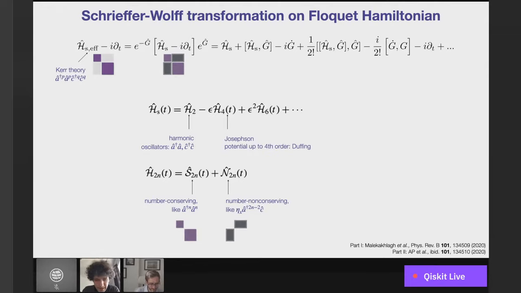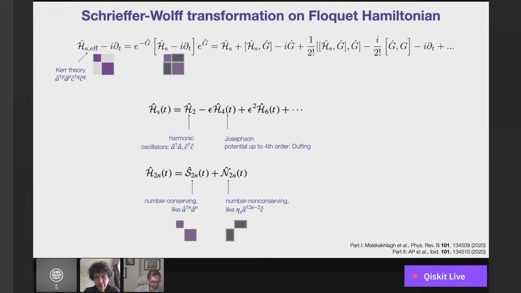At least my intuition is that the two are identical. If you start from the right interaction picture, then the Schrieffer-Wolf can be shown to be basically an order by order RWA. But we can talk about that in more detail. I don't have material on that here. Okay, yeah, it's maybe after the end.